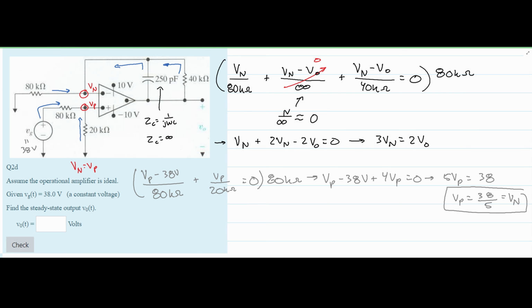And so now we're just going to plug this back in. We can see that we'll have 3 times 38 divided by 5, and then we can divide both sides by 2, and this is equal to V naught. We're dividing both sides because we're using this equation right here. And if we do that, we get that our V naught is equal to 11.4.